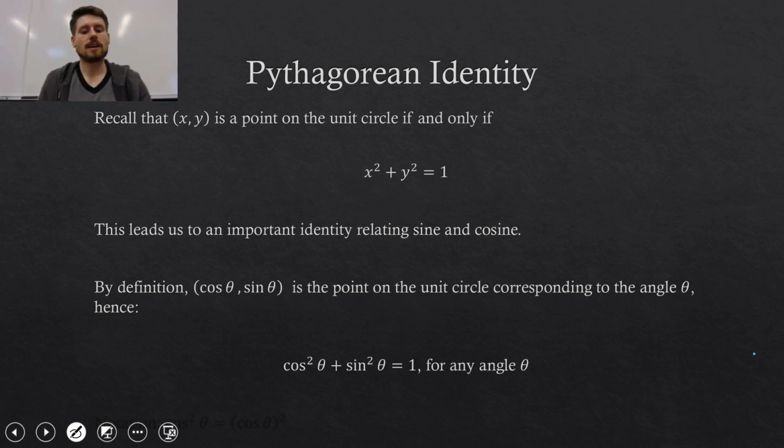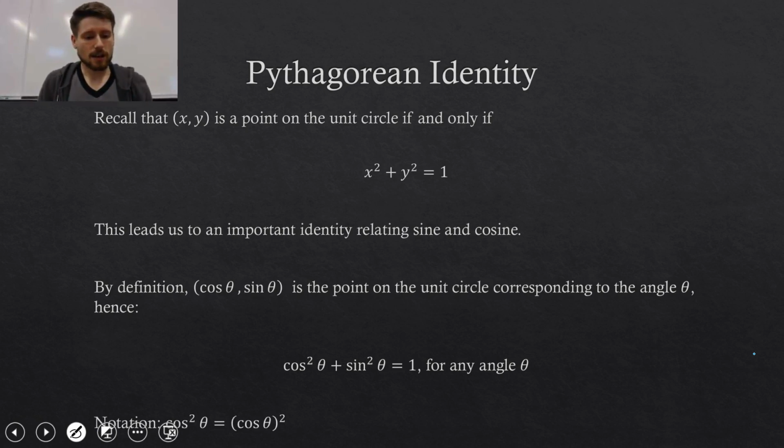We get this identity, cosine squared of theta plus sine squared of theta is equal to 1, no matter what the angle is, because that point's always on the unit circle. This identity is always true.